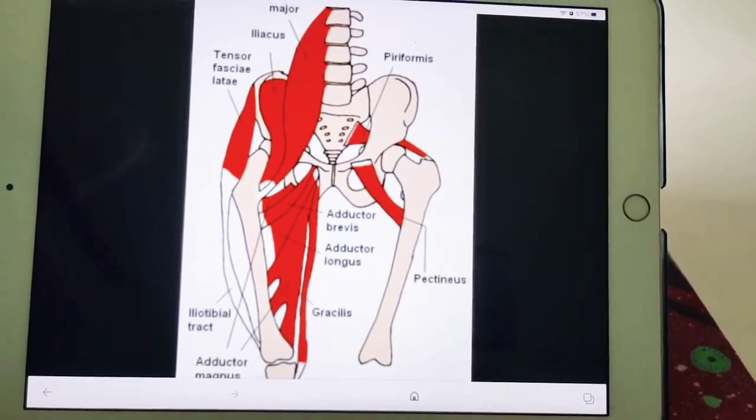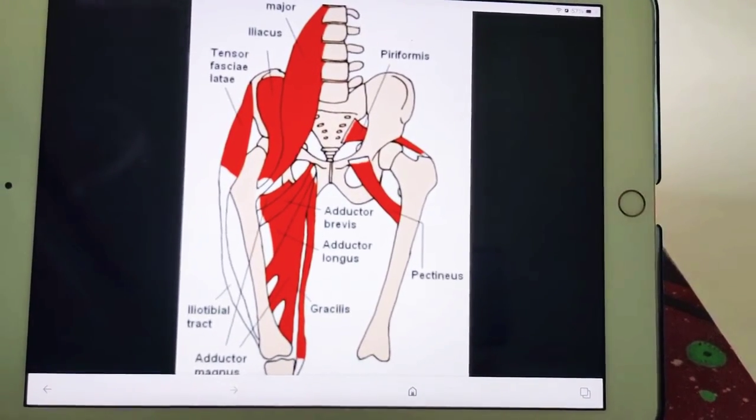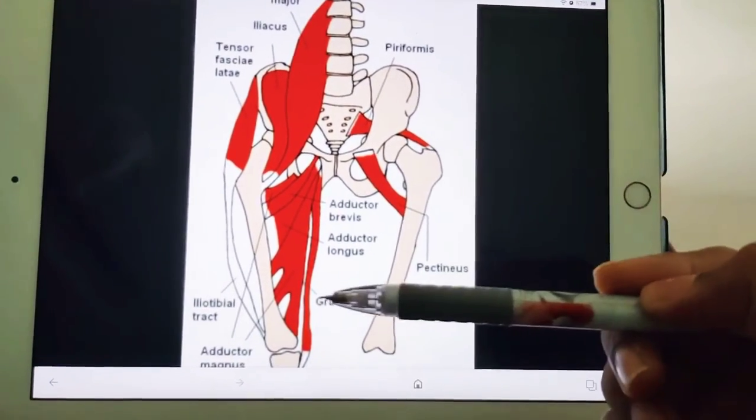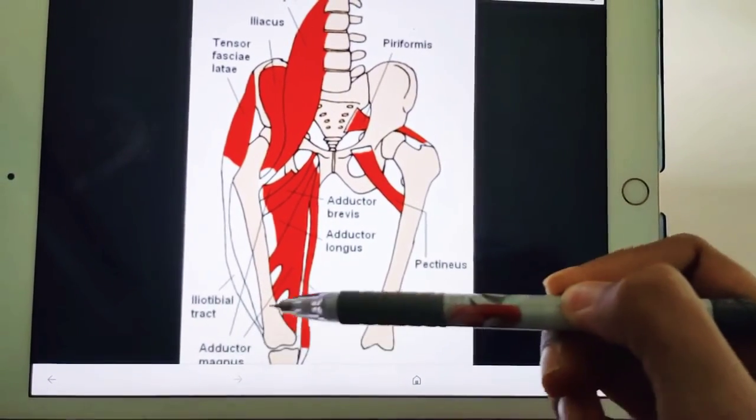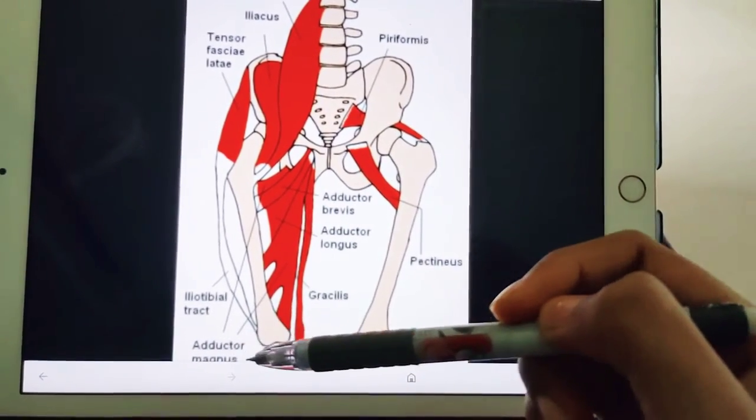Now we are going to discuss the medial compartment of the thigh. If you see the medial compartment of the thigh, you mainly have the adductor muscles. Among all these adductor muscles, the biggest muscle is the adductor magnus. Hence the name magnus. You can see magnus is very big.